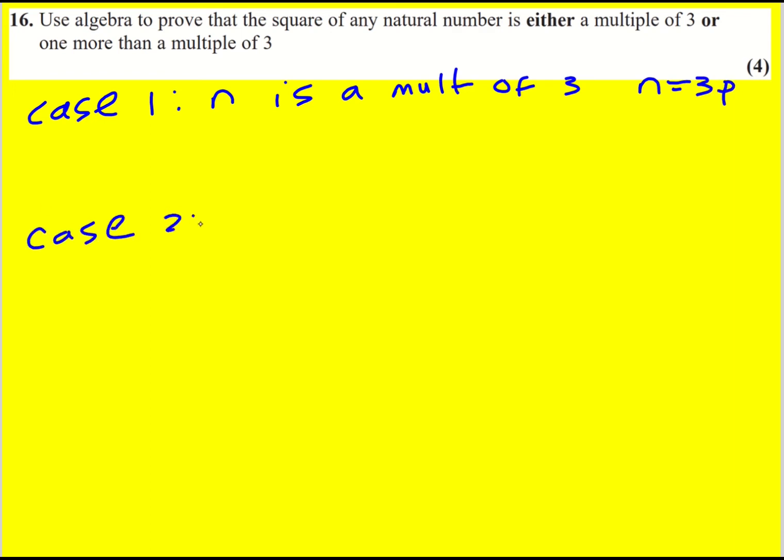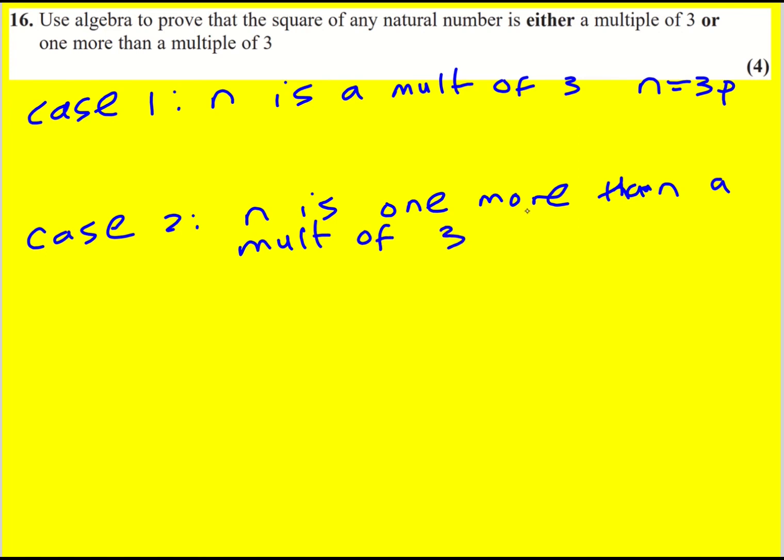Case 2, n is 1 more than a multiple of 3. So that's going to mean that n is just 3p plus 1, because I've got a multiple of 3, then I'm adding 1 to it.